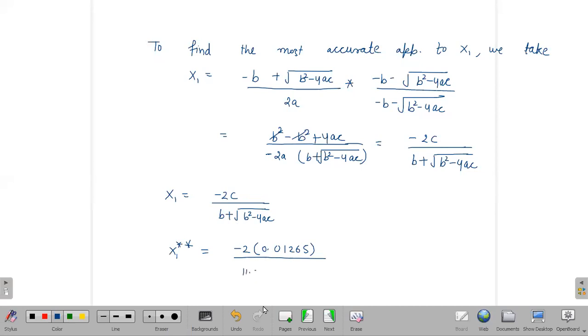B is minus B is 11.01 plus that we have already found by taking 4-digit rounding arithmetic. So it is 11.00. Okay, so it is minus 0.0253 divided by 22.01. So it will become minus 0.001149. So here you can see the approximation. This is the most accurate approximation, which is near about the exact value.